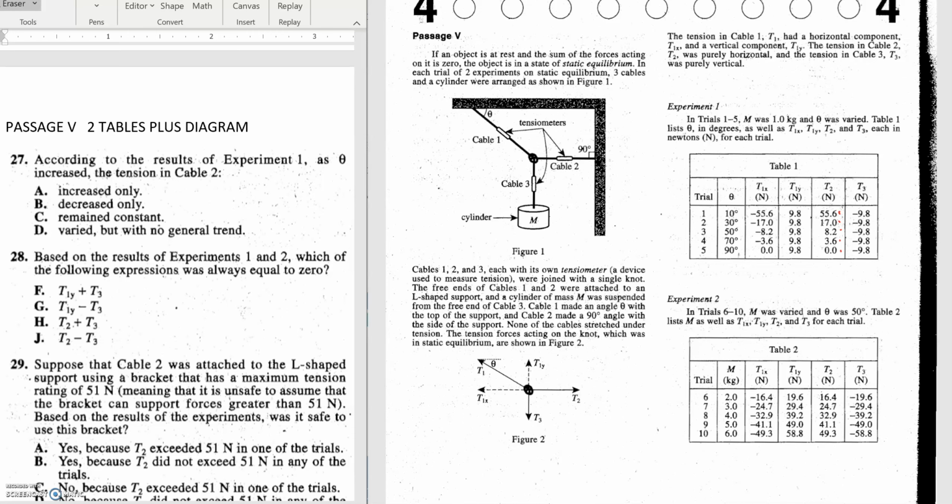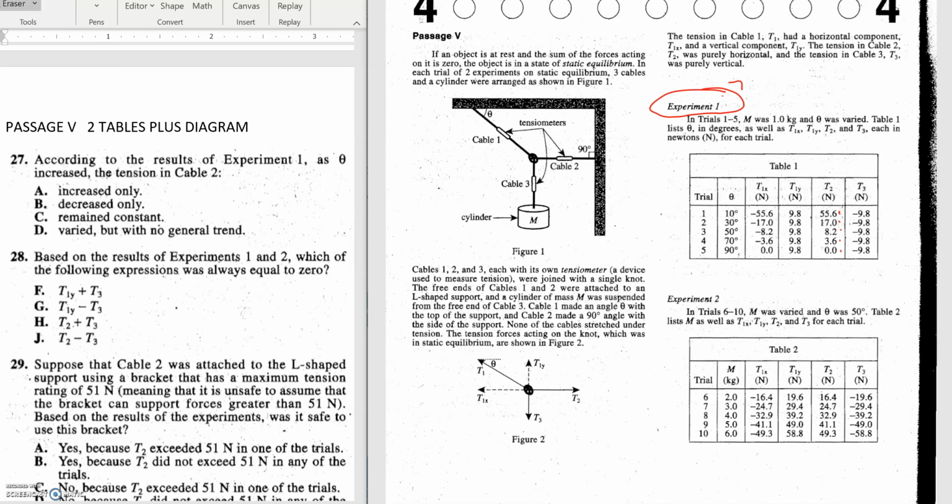Question 27: according to the results of experiment 1, so I'm going to come across to experiment 1 and make sure I've got that. I know exactly where I am, so that's over there. As theta increased, the tension in cable 2 did what? Increased only, decreased only, remained constant, varied.